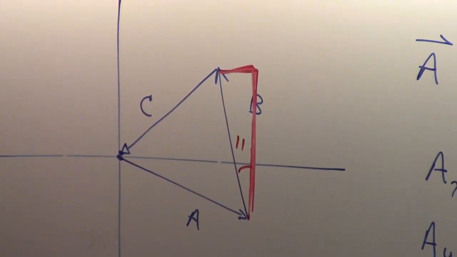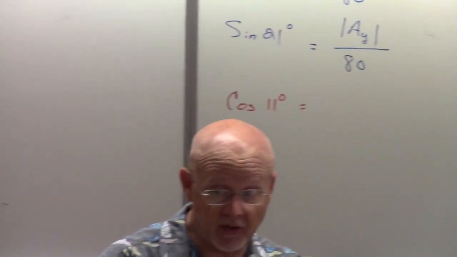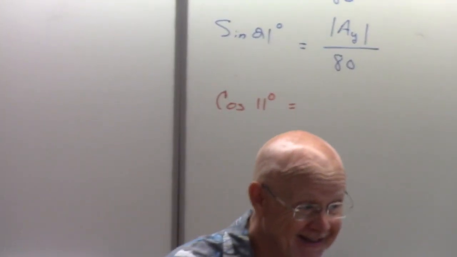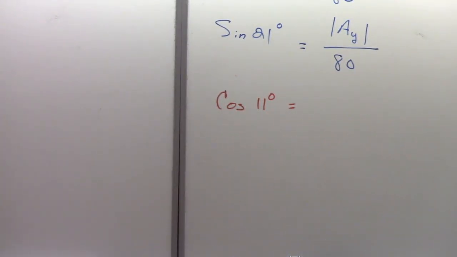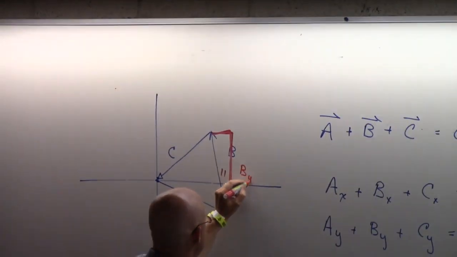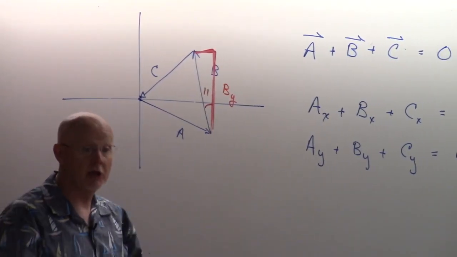So using red here, if I write cosine of 11 degrees, cosine means what? Adjacent. Not x. Adjacent. X and adjacent would only be the same thing if you measured from the x-axis. We are not measuring it from the x-axis. And if you look at this triangle, the adjacent piece is BY. And that's what I and the author wanted you to see in this problem.